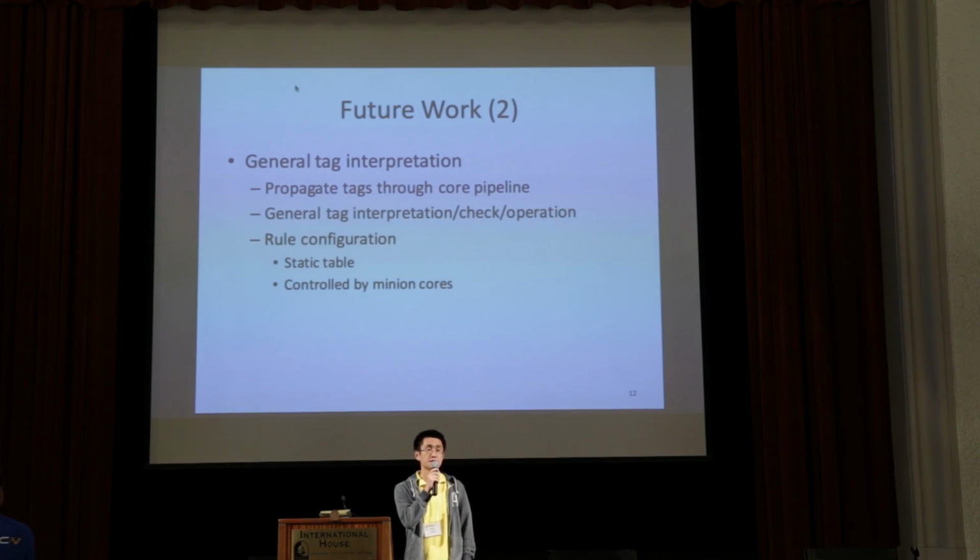The final stage is that if we want to support a general purpose tag cache, we need a method to translate or interpret the purpose of the tags. We need to allow the tags to go through the pipeline stages and allow some mechanisms to translate what kind of tag interpretation you want. We may also support storage like a fixed table, or use a minion core to control those tags.